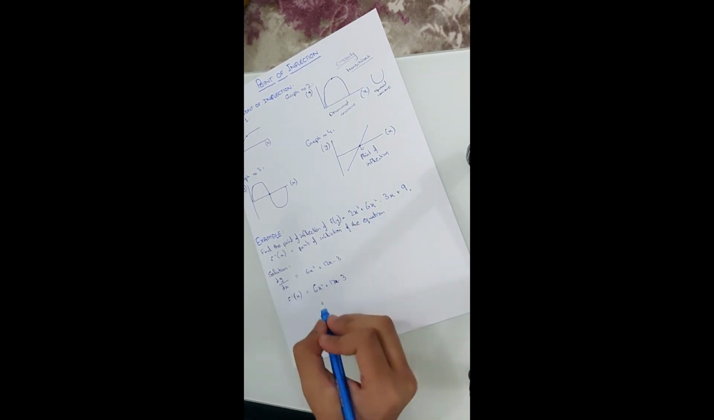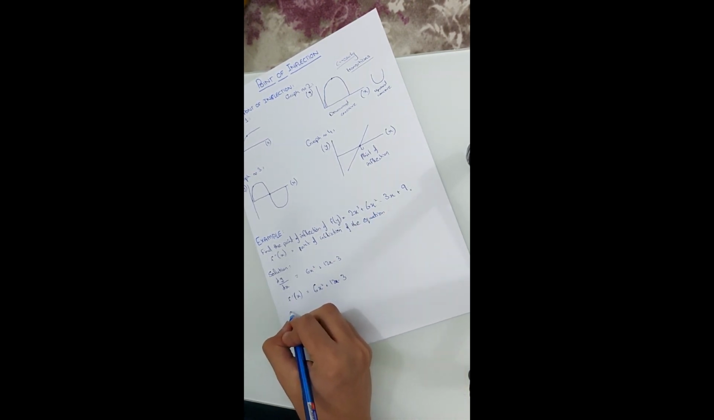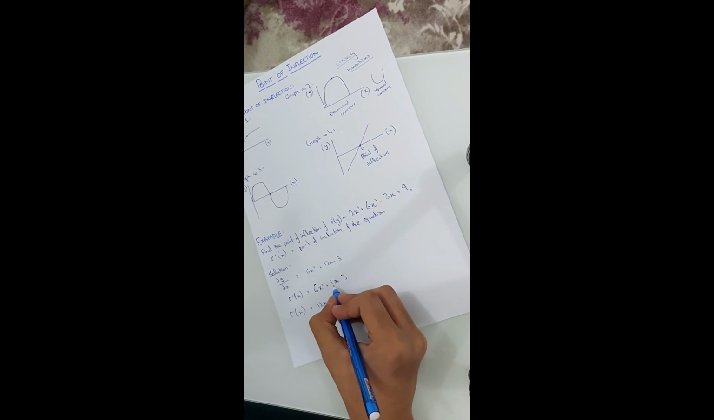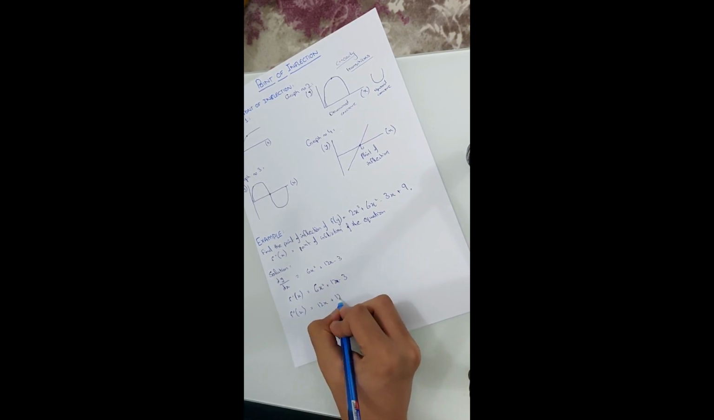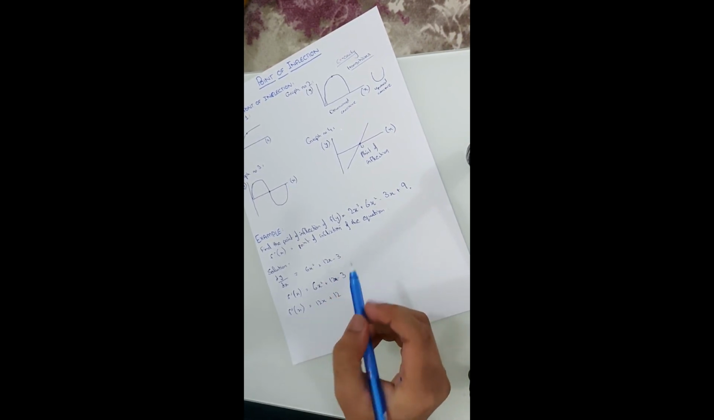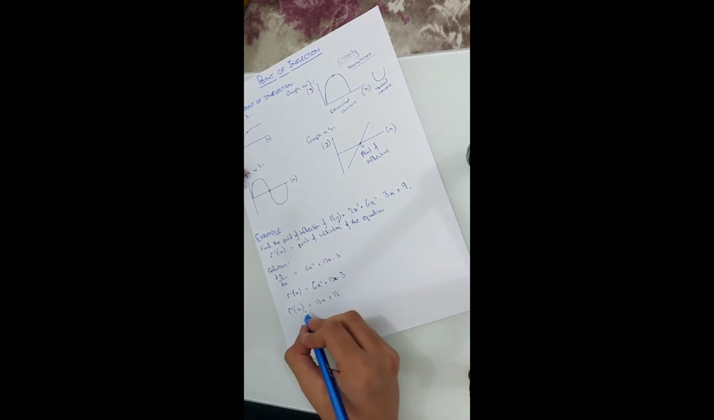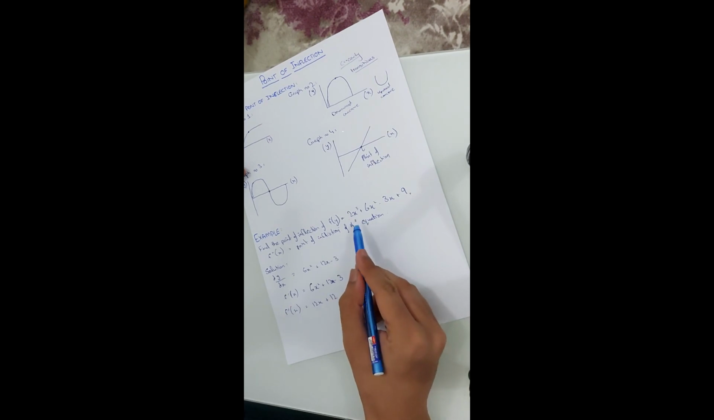Now we will find the second order derivative, and it will become 12x plus 12, and as 3 is a constant, it will become 0. So this is the second order derivative of this equation.